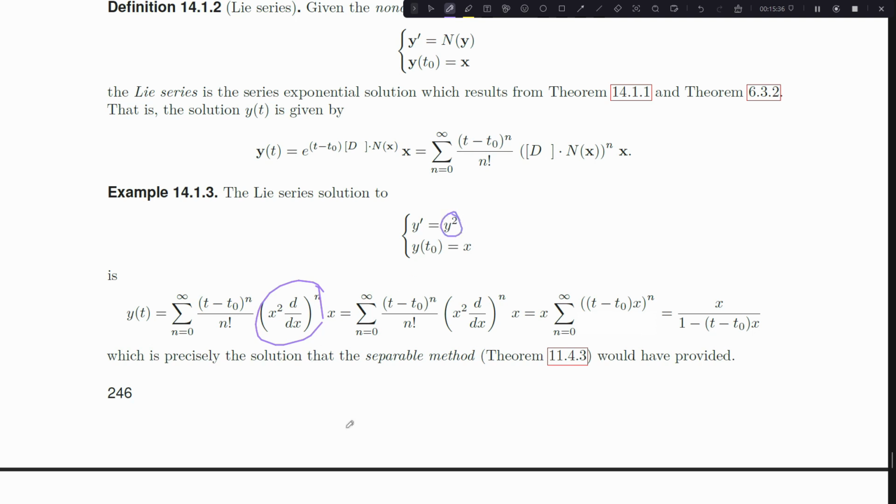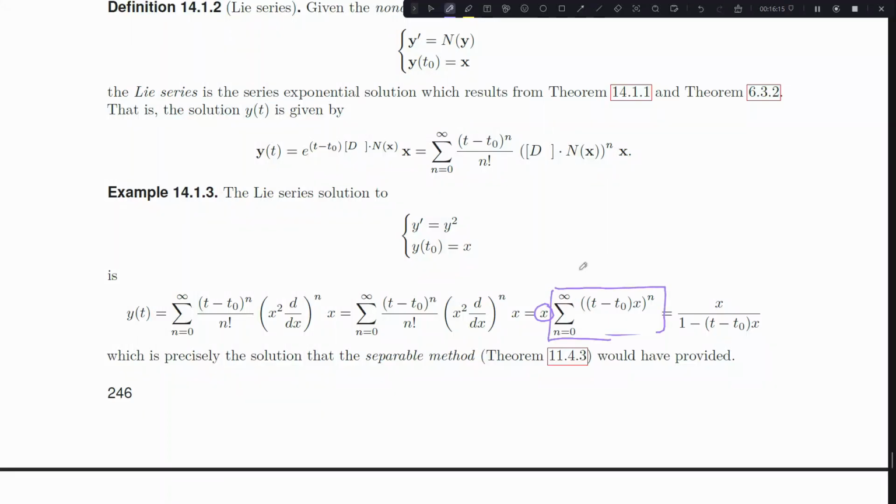We're taking iterated copies of x squared d over dx to the n. That x squared is because that's y squared there. And actually, if we calculate what every iterated copy of x squared is going to look like, on x it looks like this. And it's just t minus t naught x to the n, where this is actually the geometric series, meaning that circled in purple there, that's 1 over 1 minus t naught x. And if I have an x out front, that multiplies on top, and I actually recover the original flow solution that I was going to expect. So that's how the Lie series works, at least in one dimension.